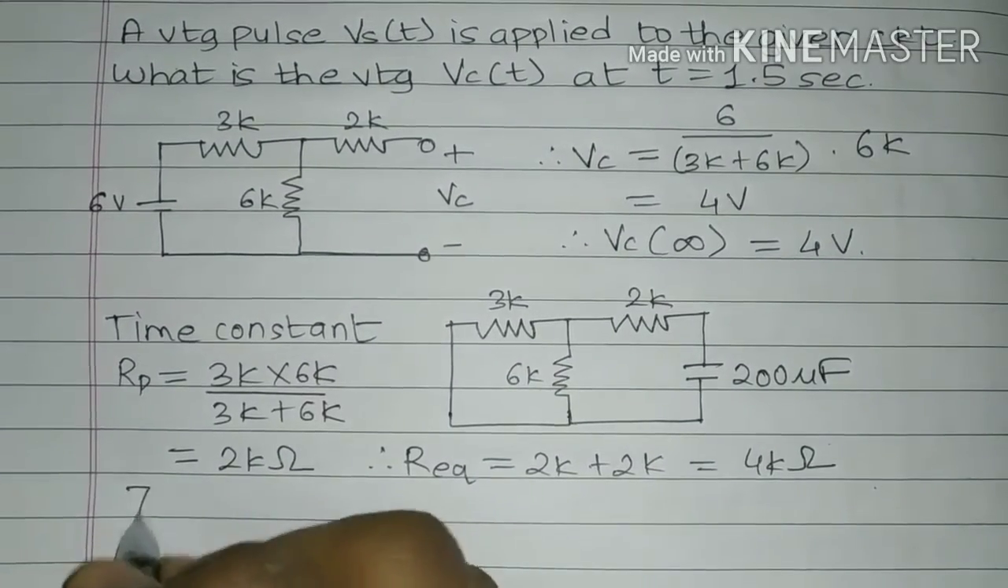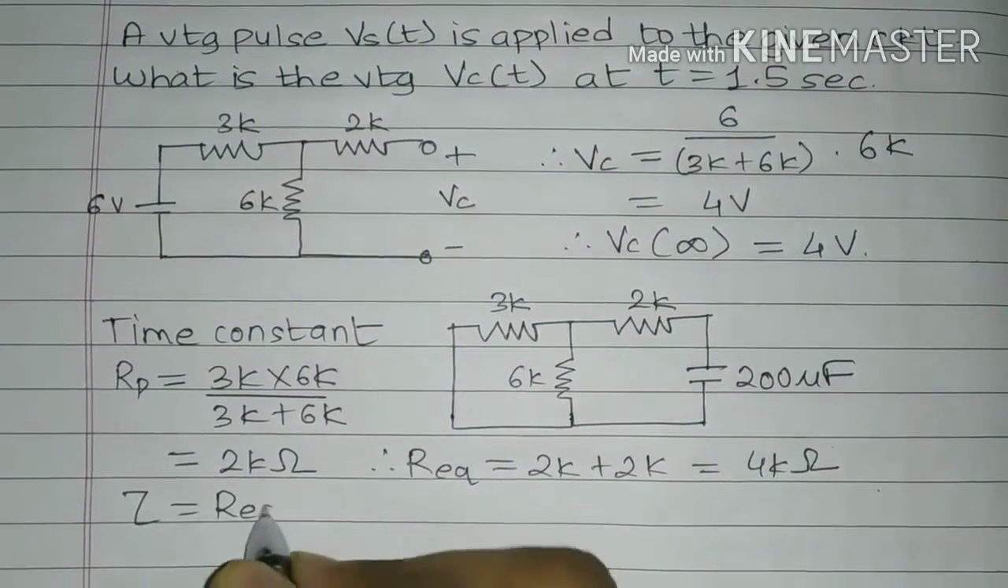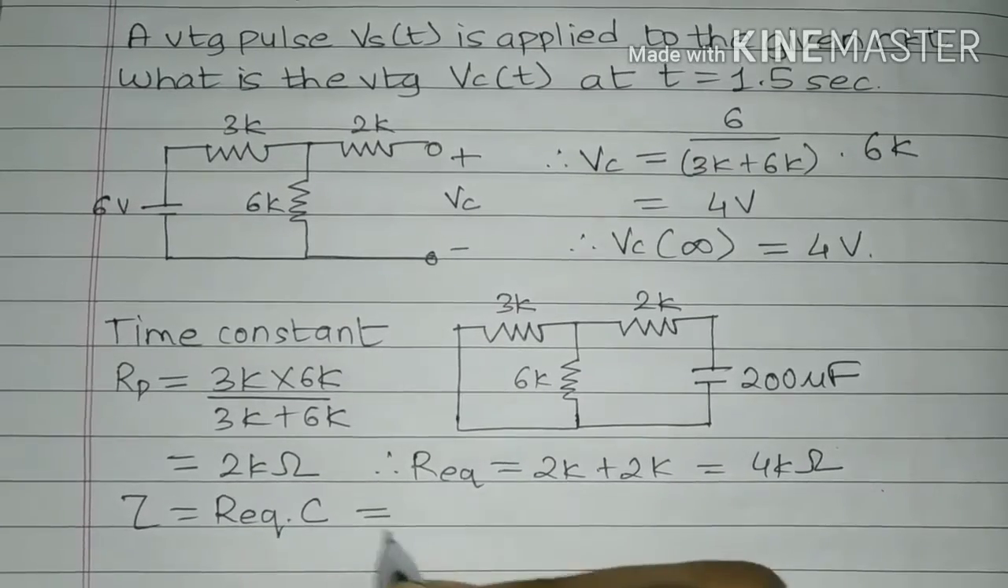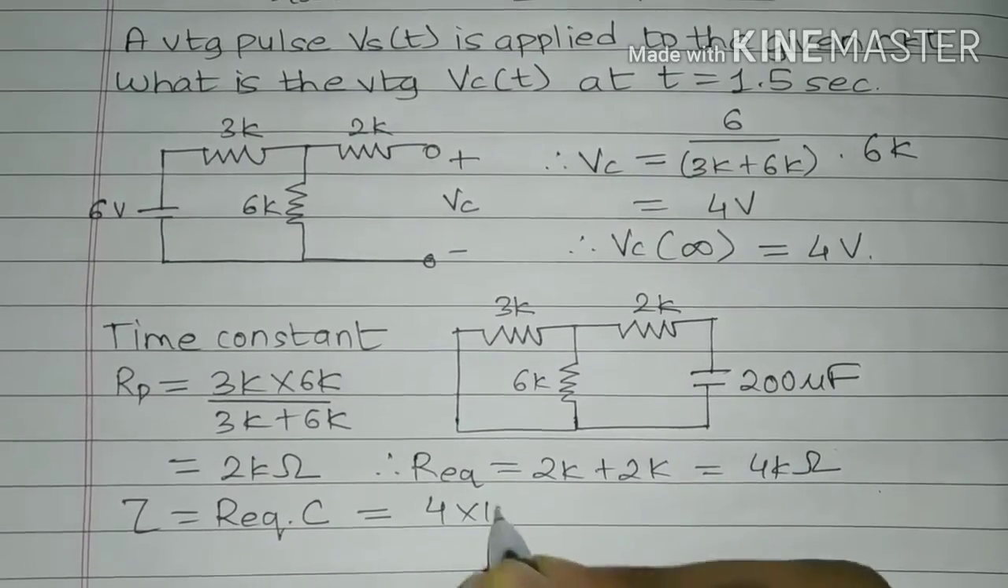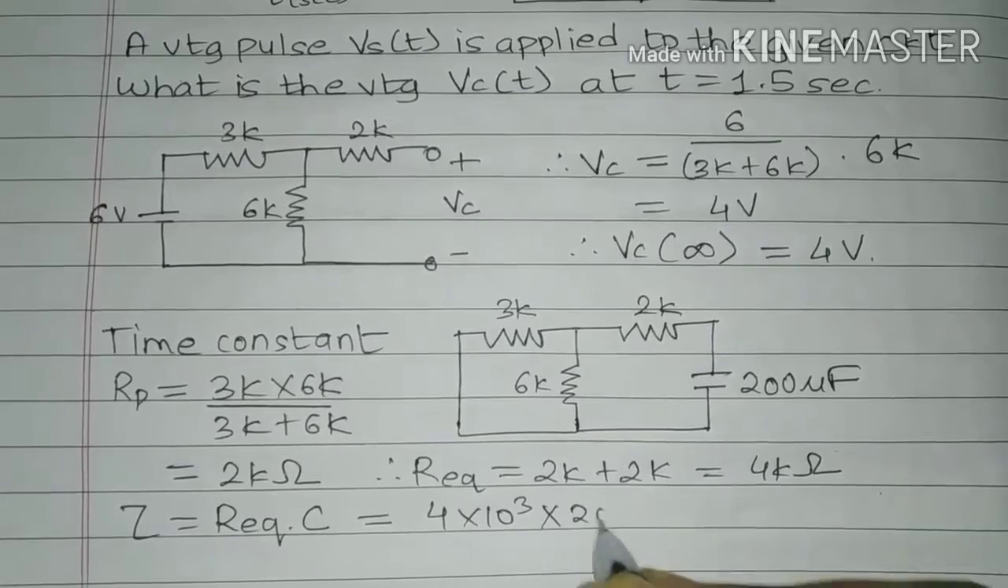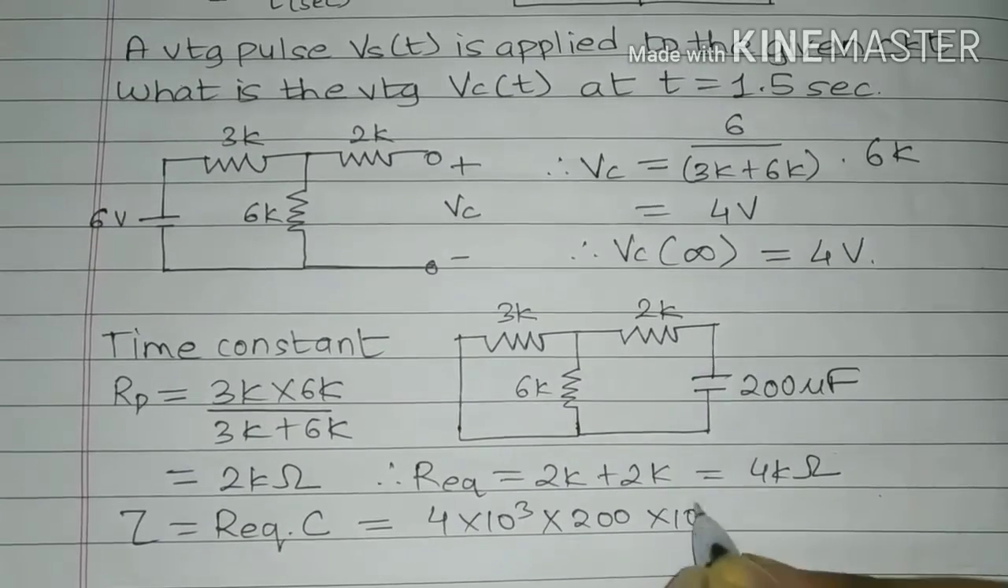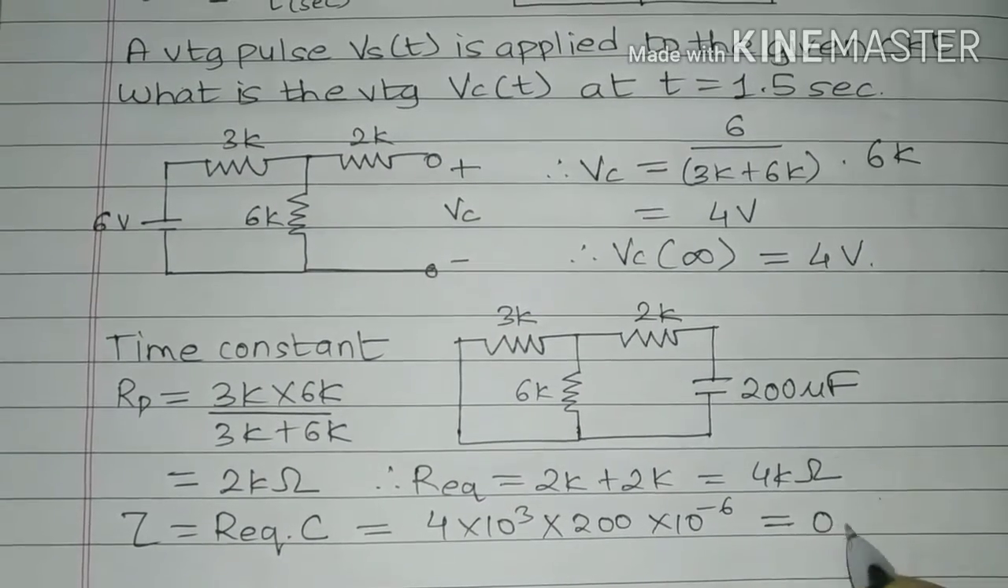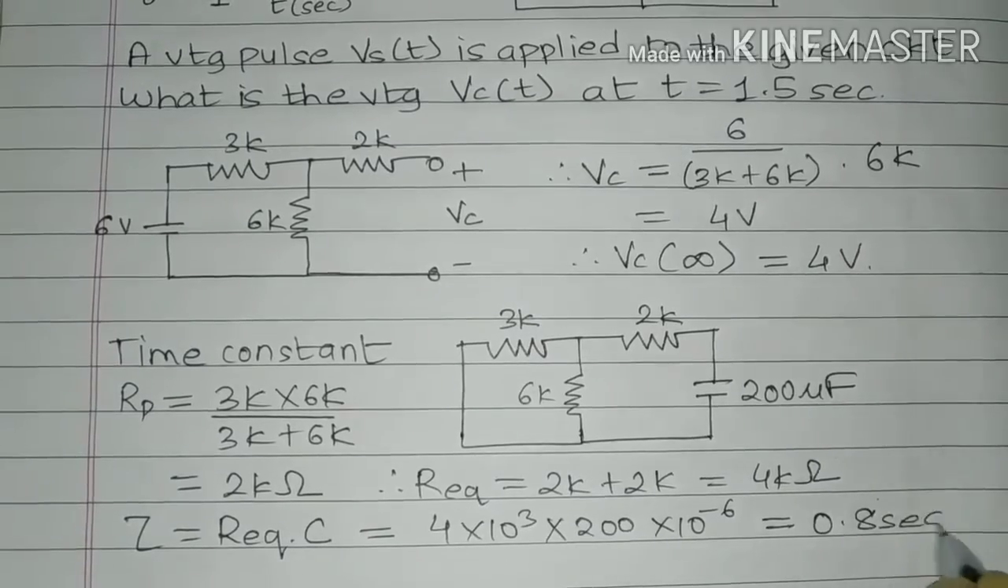So the time constant of the circuit is tau is equal to R equivalent into C, which is equal to 4 into 10 raised to 3 into 200 into 10 raised to minus 6, which turns out to be 0.8 seconds.